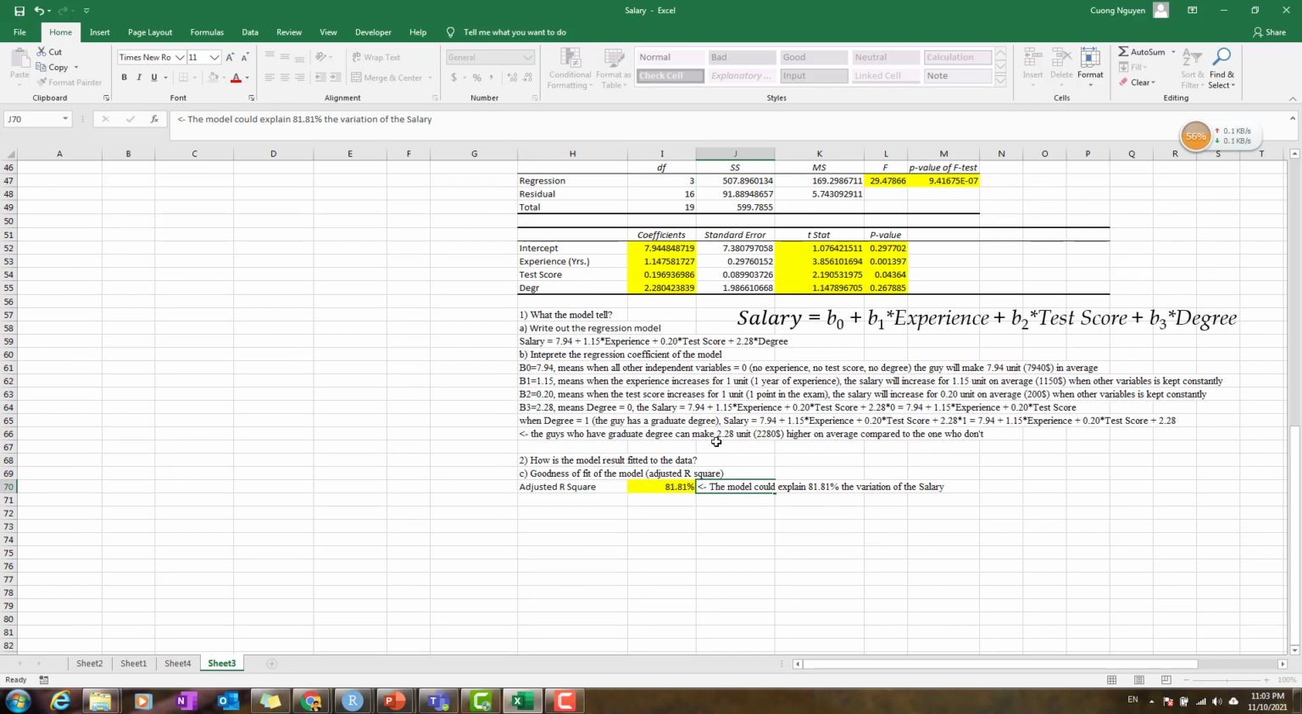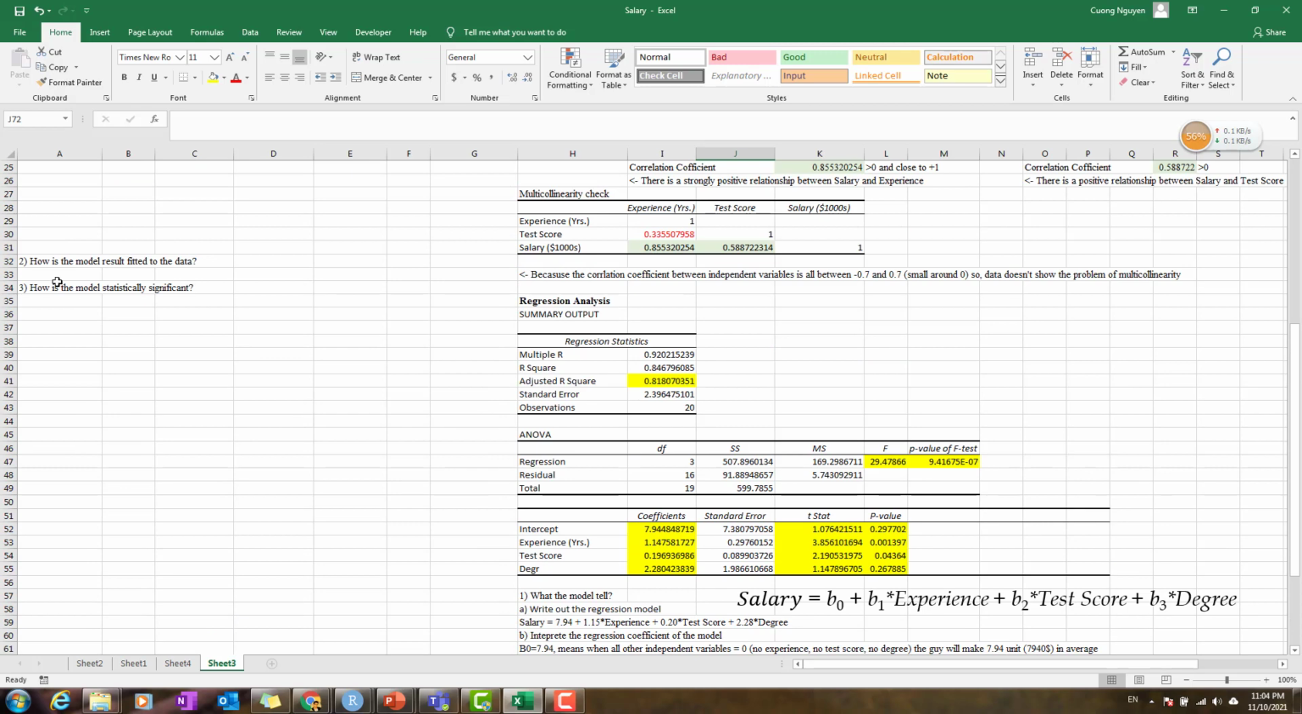Okay, the variation of the salary. In comparison, 18.19% of the variation of the salary has not been explained by the model yet. That means adding more relevant variables will help to improve it. Okay, that's the point.